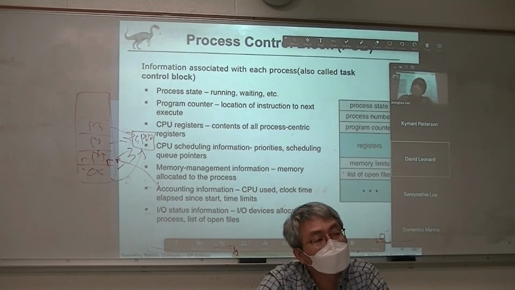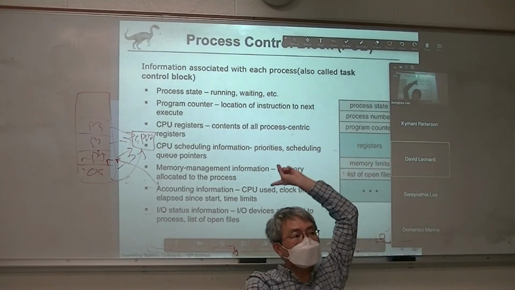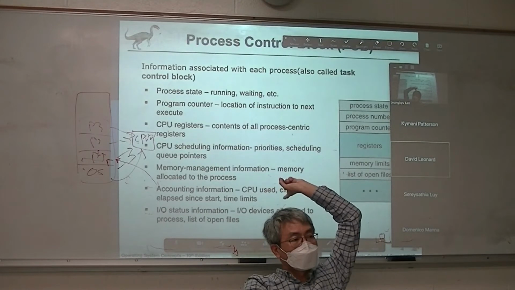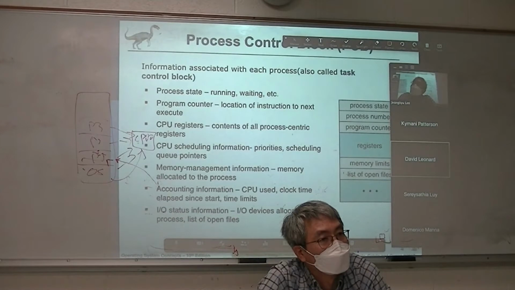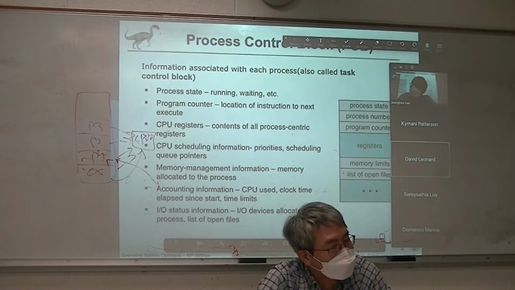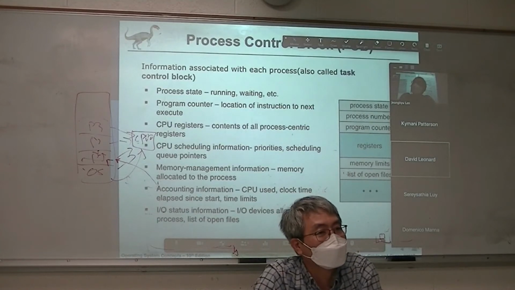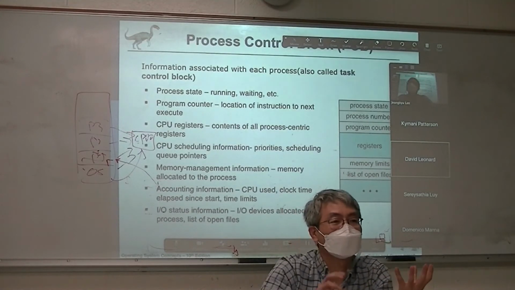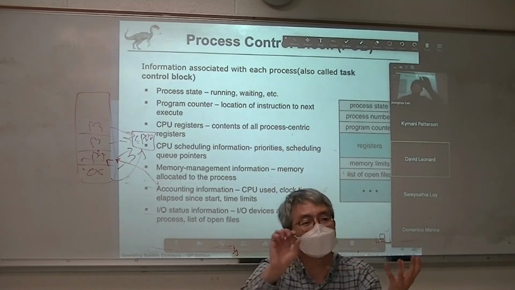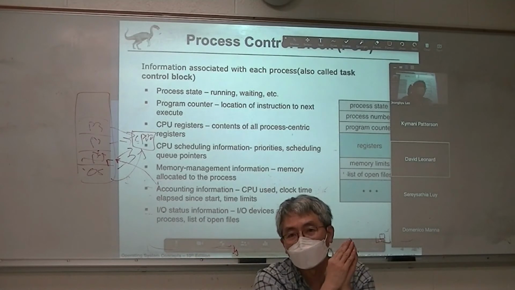Another important piece of information managed by the PCB is the CPU registers. What is a register? It's a form of memory, a storage in the CPU. You learned it in the microprocessor class. Register A, register B: A plus B, store in B. It's a small storage.